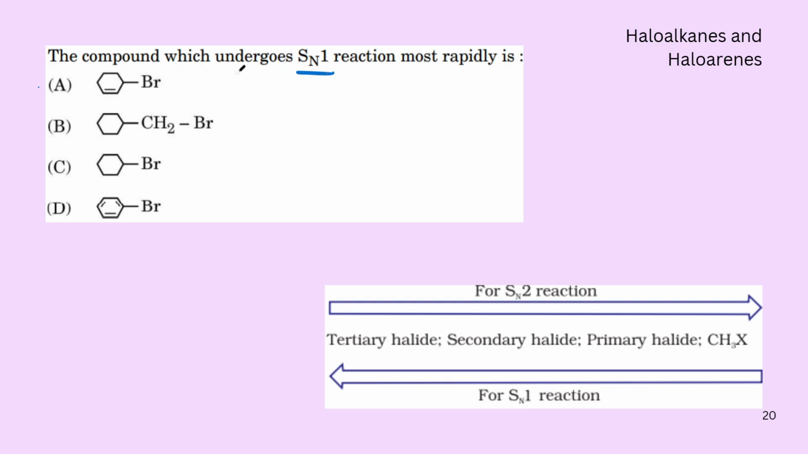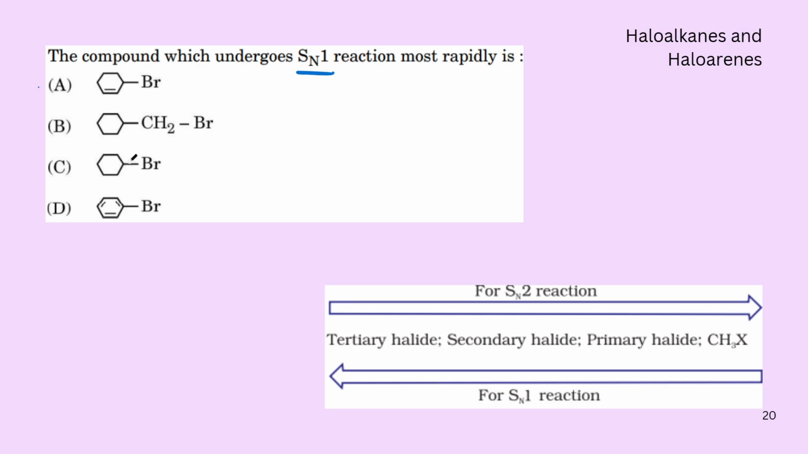So to figure out which compound undergoes SN1, we need to figure out the nature of the carbon atom which is attached to the bromine atom. So this particular carbon atom is a secondary carbon, right? So this is a secondary alkyl halide. This one is a primary alkyl halide.